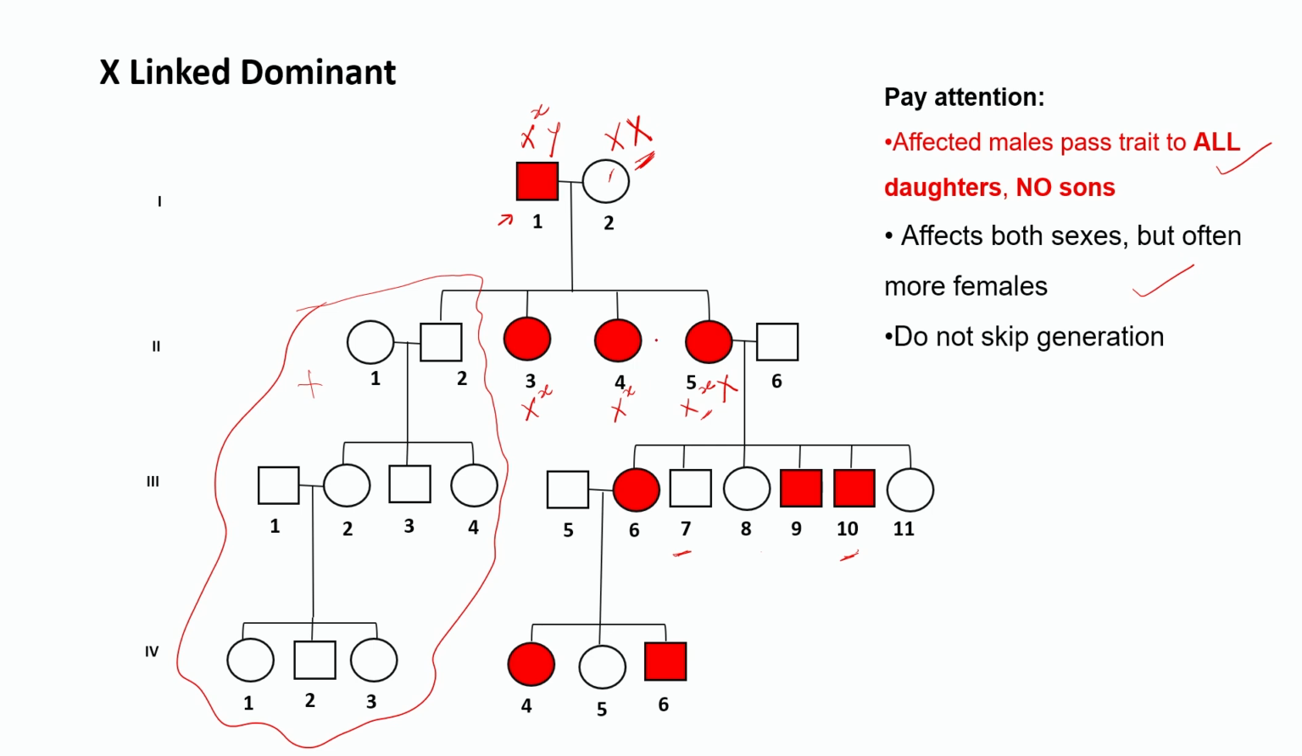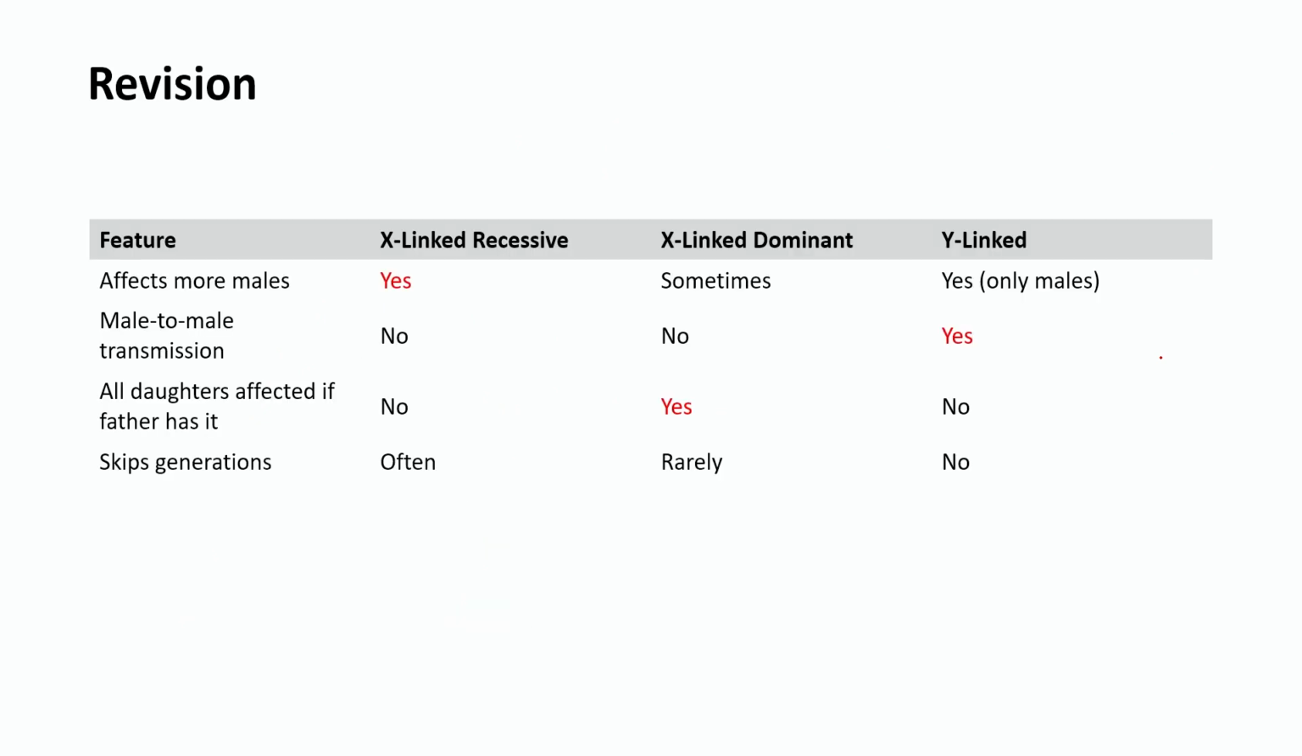So if you look at the pedigree, you will see that the number of affected females is 1, 2, 3, 4, 5. And males, 1, 2, 3, 4. Well, in this pedigree, we can't really conclude that it is affecting more females compared to males, but by and large, it affects more females compared to males. And it is also not skipping generations, which, as I said, is very common in case of the dominant disorders.